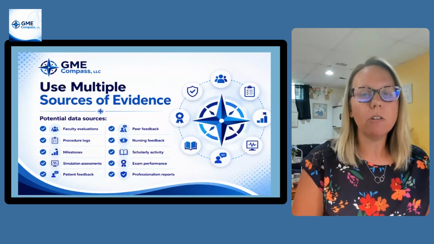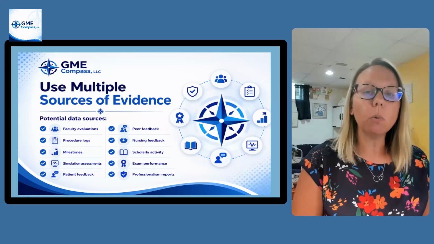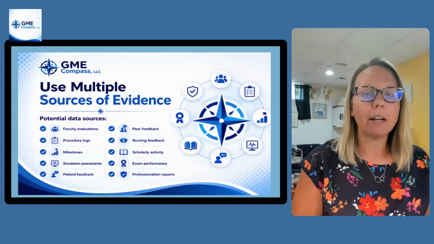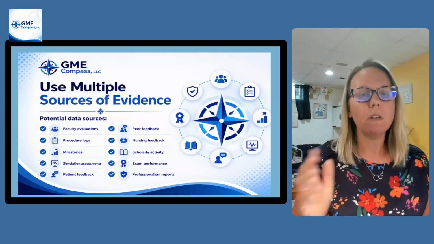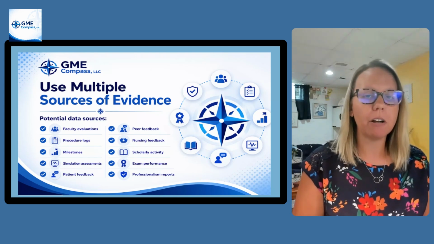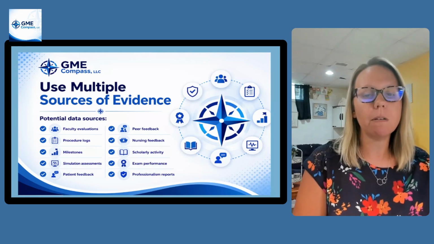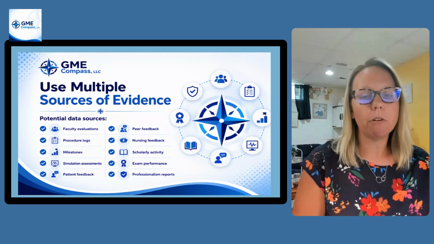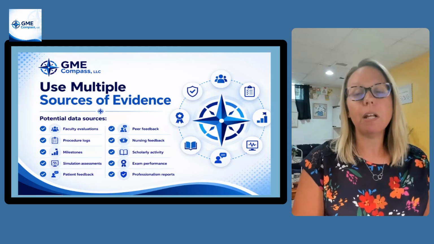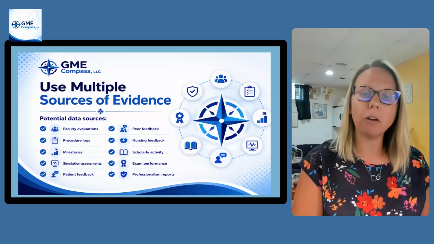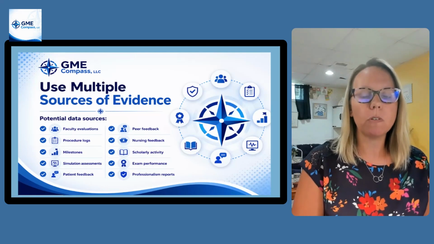Also, strong presentations rely on multiple assessment sources. Faculty evaluations are important, but they're only one piece of the puzzle. Additional data can include things like procedure logs, milestones, simulation assessments, patient feedback, peer evaluations, nursing evaluations, scholarly activity, board in-training exam performance, professionalism reports. And there are so many other objective measures. When multiple data sources point in the same direction, confidence in the assessment increases. The ACGME expects milestone recommendations to be evidence-based. That means using multiple sources whenever possible.